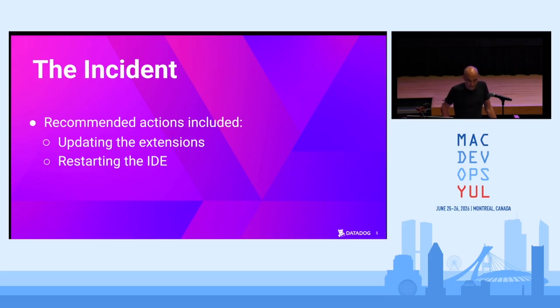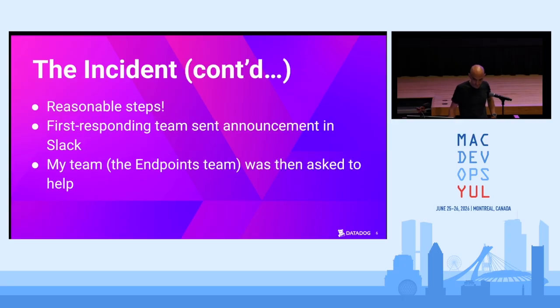Our AI DevX team also began looking into ways of remediation, and Anthropic also relayed that just updating extensions and restarting the IDE should do the trick. So I'm reading through. These are completely reasonable steps. This team sent a general announcement in Slack to raise awareness, but folks are on PTO, some people might not see this, and these tools are really key. They knew this had to get solved quickly, so more folks got together and realized, hey, the endpoints IT team could help out here.